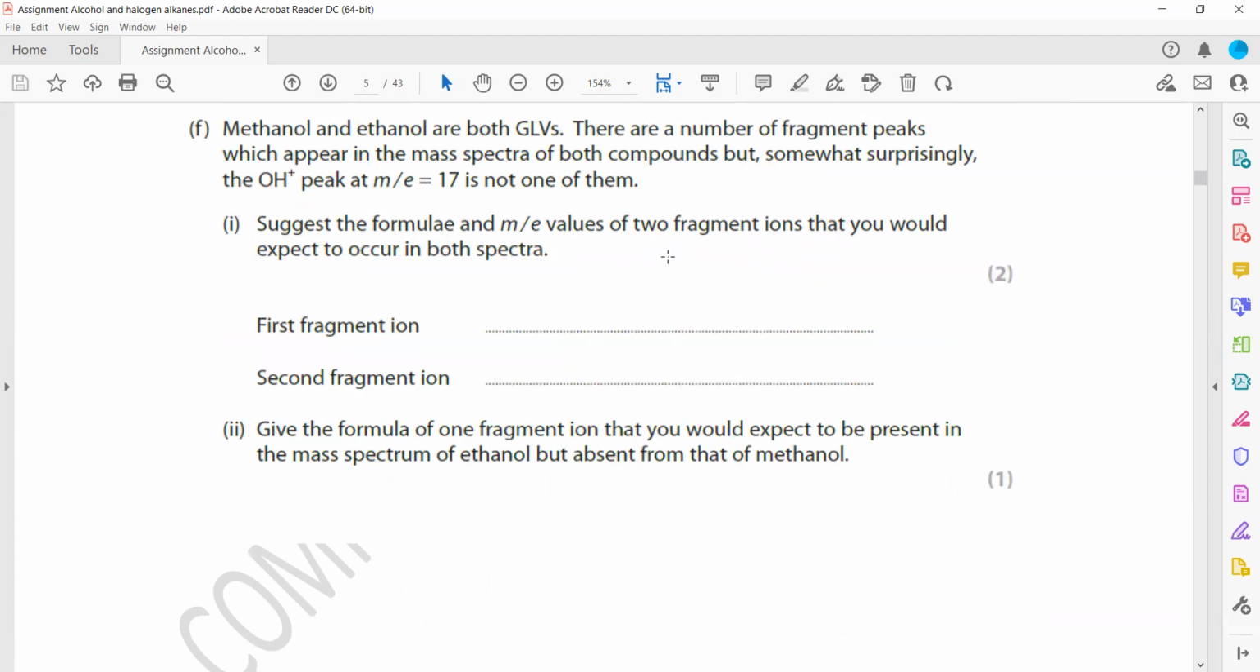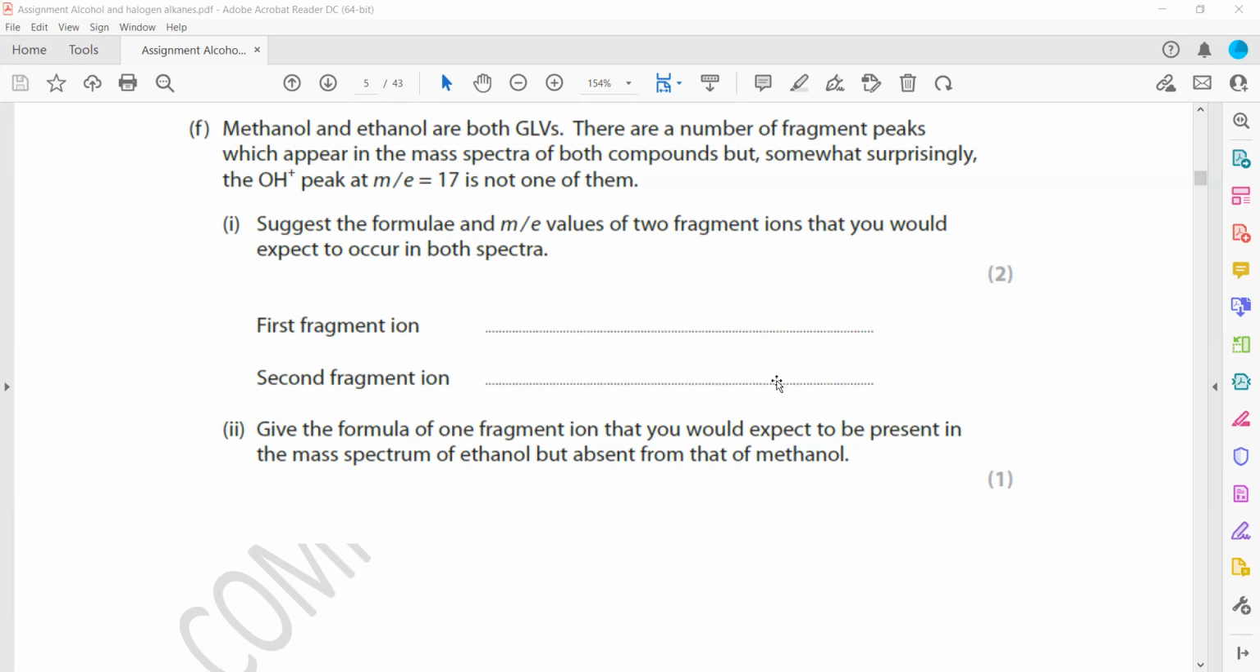Methanol and ethanol both give a number of fragments which appear in the mass spectrum of both compounds. Somewhat surprisingly, OH is not one of them. Suggest the formula and the mass to charge ratio of two fragments that would be expected to occur in both spectra. Look, in a mass spectrum, we break down the molecule into fragments.